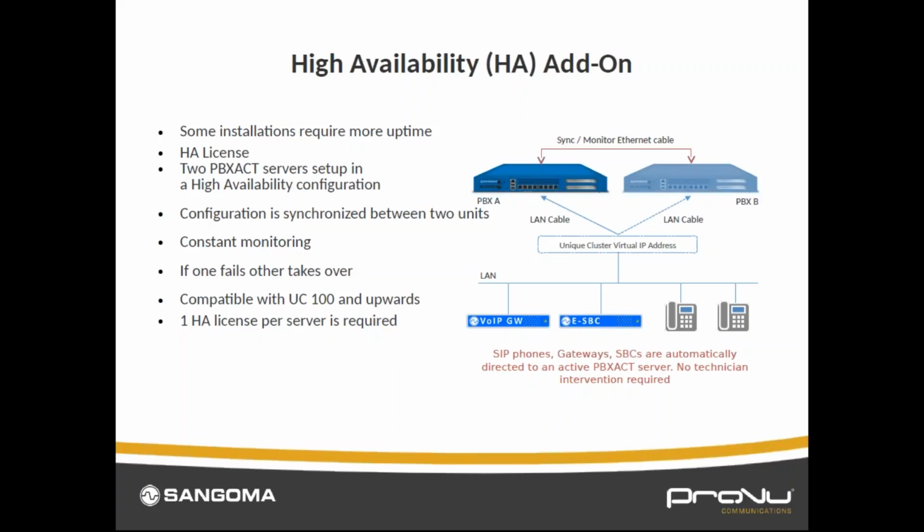License. In terms of how you buy this, HA is priced as a percentage of the cost of the unit. You do need to buy 2 identical units, and you need an HA license for each of those units. You need 2 HA licenses to make this work.